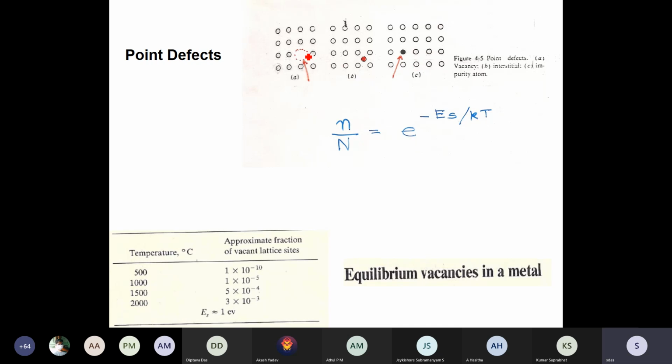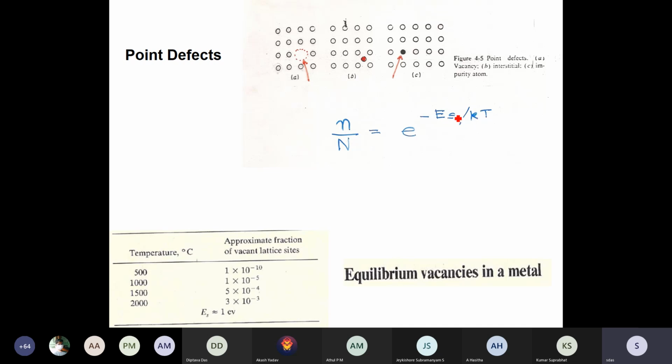Now look at the point defect, a vacancy. How many vacant sites are present in a material? This is the equation. Small n is the number of vacant sites, that is, in a given volume, how many sites are vacant. Capital N is the total number of sites in that volume, times exponential power minus e to the power Es by kT.